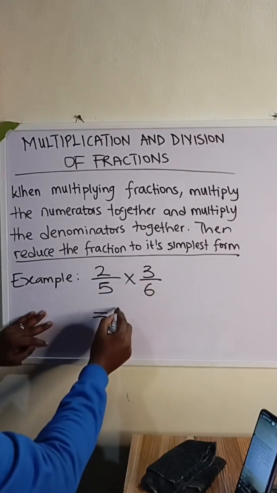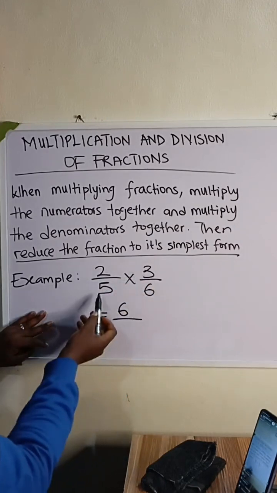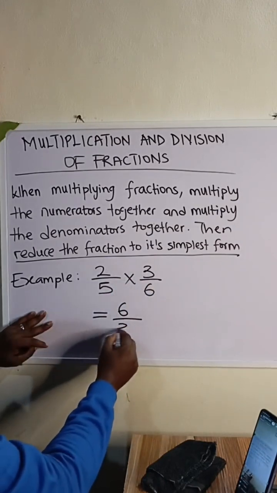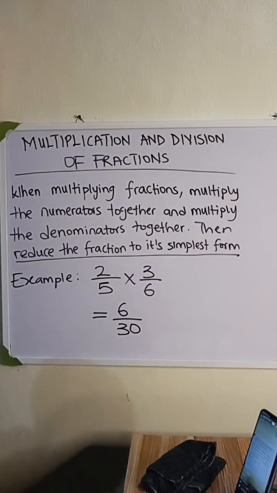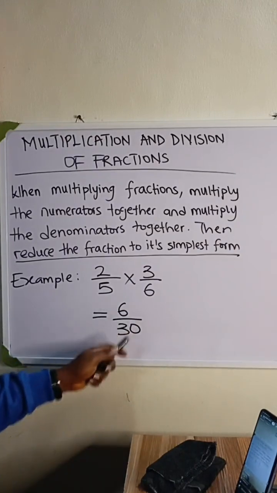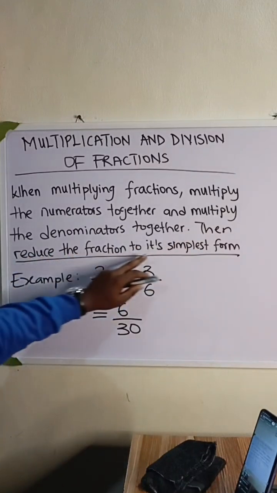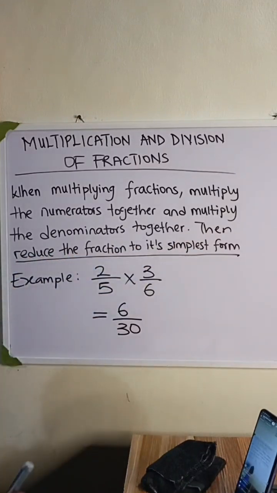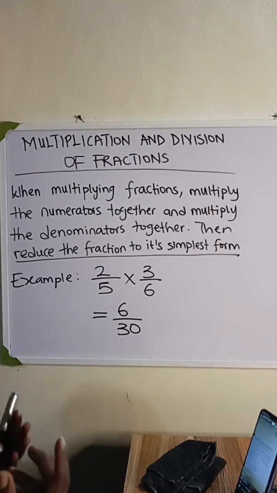2 times 3 gives you 6 all over 5 times 6 gives you 30. So now you have 6 all over 30. But you can still break this down. Remember, then reduce the fraction to its simplest form. Reducing the fraction to its simplest form simply means look for a number that will divide both numerator and denominator, and use that number to divide both numerator and denominator.